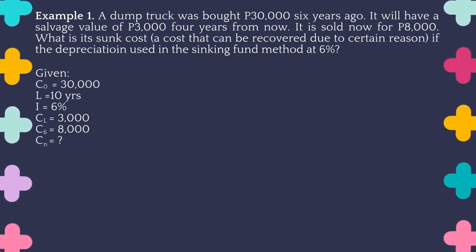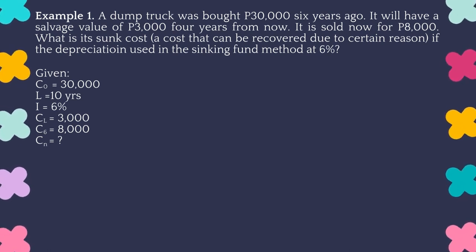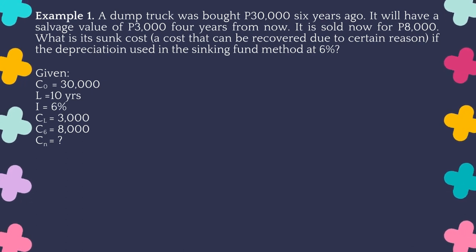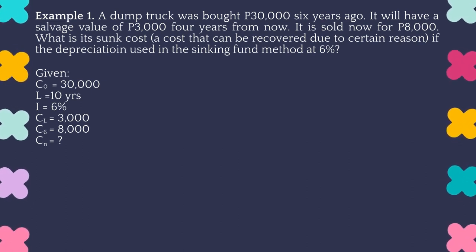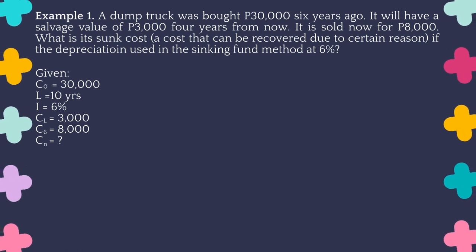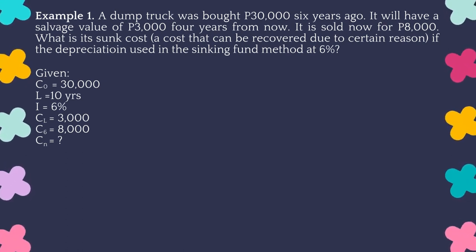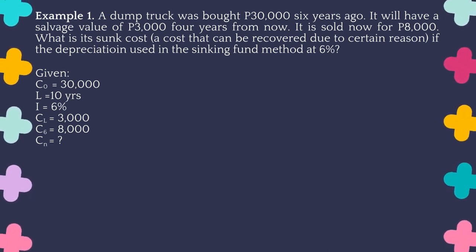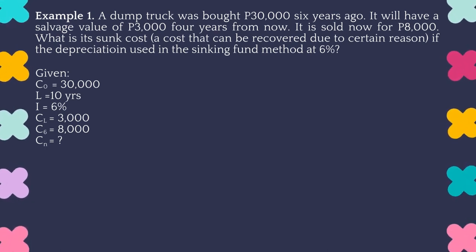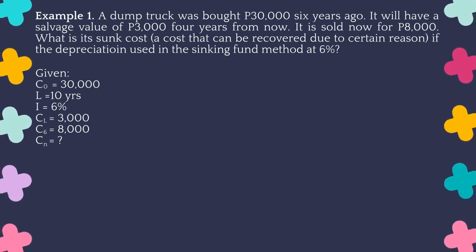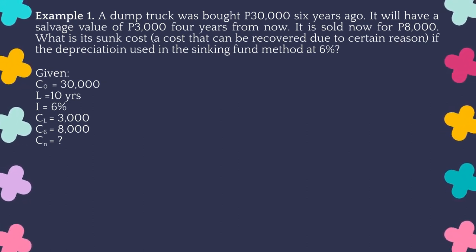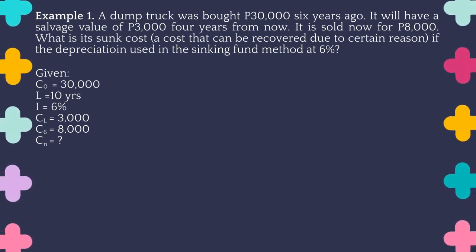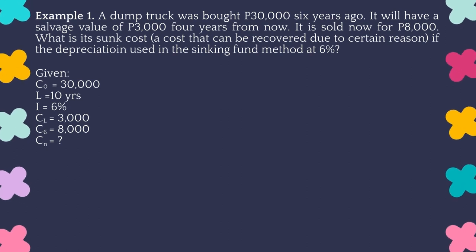C sub O is equal to 30,000, or the original cost of the property. L is 10 years, so I just add the number of years mentioned in this problem. And I is equal to 6%, and C sub L is equal to 3,000, or the salvage value, and C sub 6 is 8,000, as mentioned in this problem, that it is sold for 8,000. And then C sub N is missing.